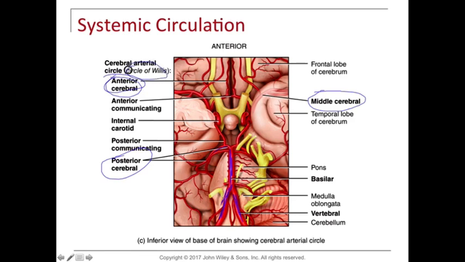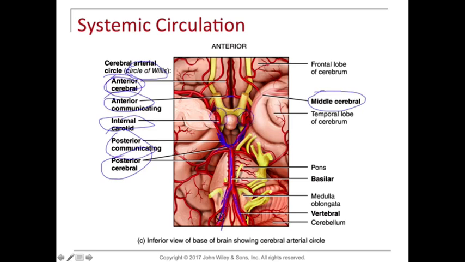Again, we're talking about the circle of Willis, blood supply to the brain. Now there's two others, two biggies, anterior and posterior communicating arteries. Right here on this side, this is the posterior communicating, and it goes this way too. So if there's a posterior communicating, there's going to be an anterior communicating, and that one's a lot smaller right there. Here's the anterior communicating, posterior communicating. And here's your internal carotid. One, two.